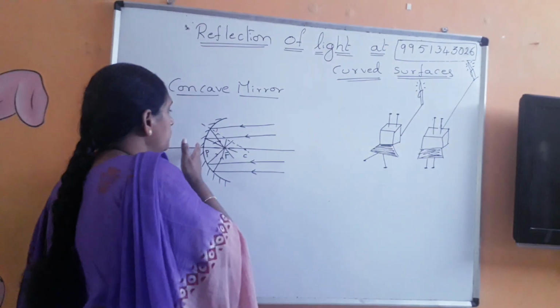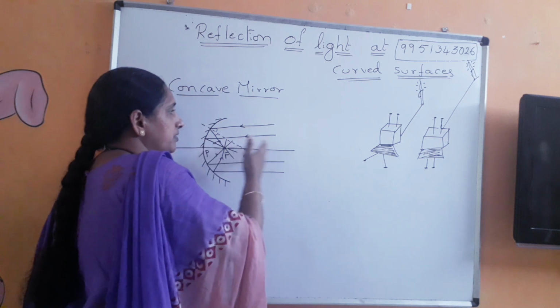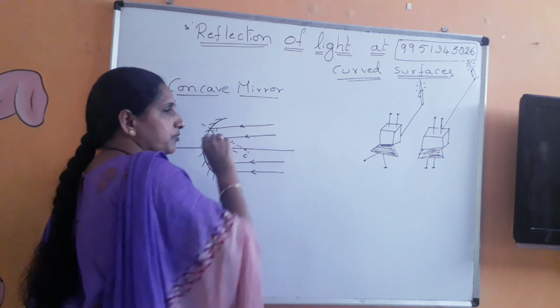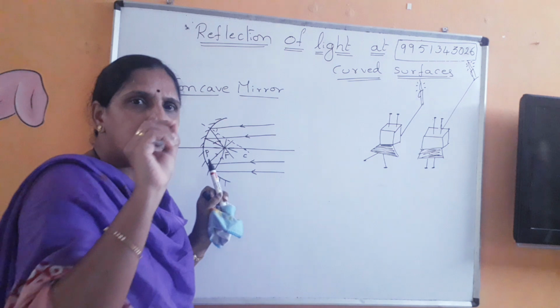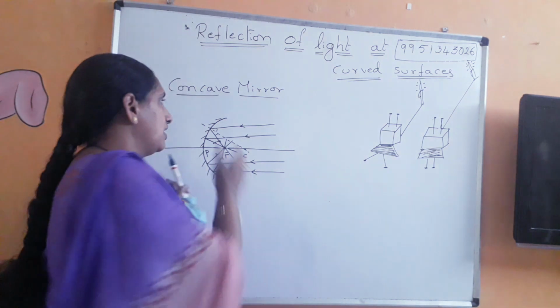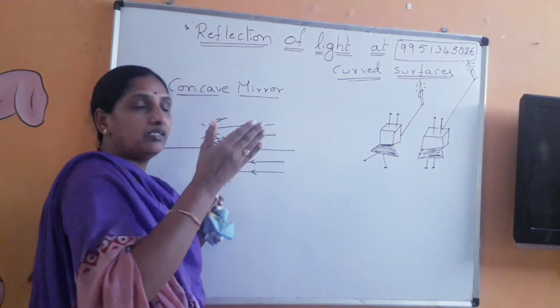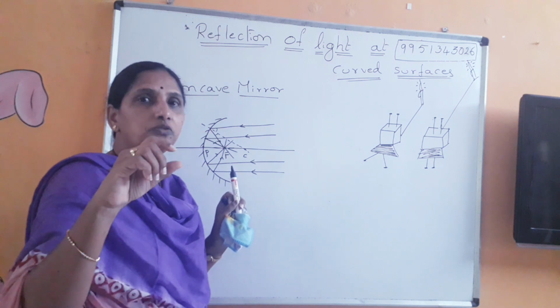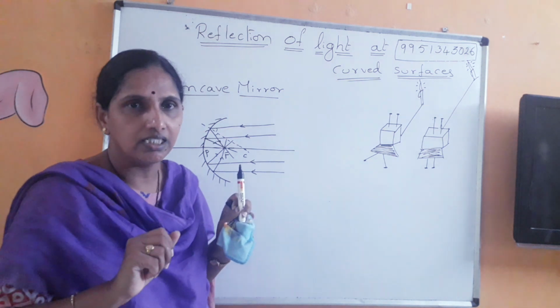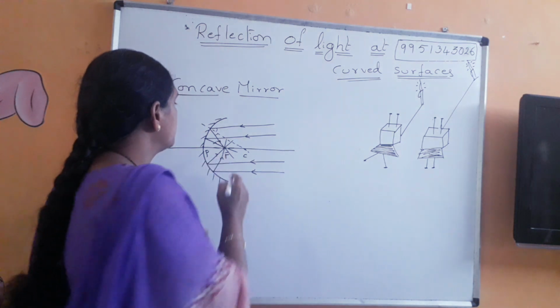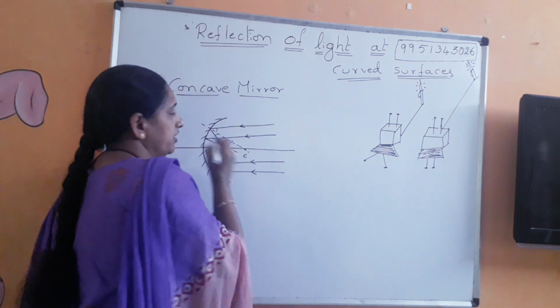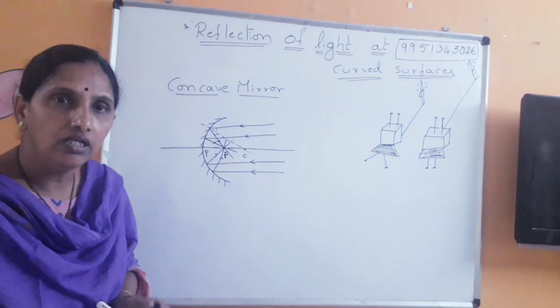So when you take the paper away from the mirror, you can see that at a particular point there is a very bright, clear spot. As you move away, the brightness reduces and the size of the spot increases. This particular point is called the focal point.